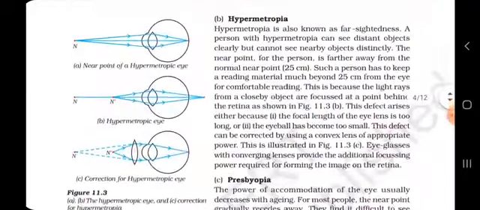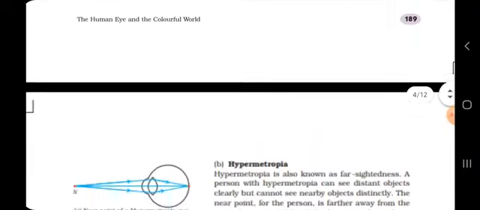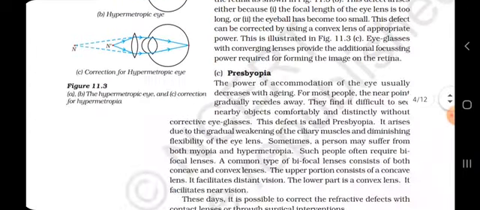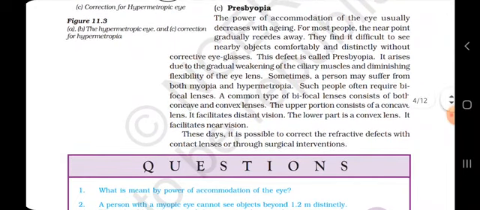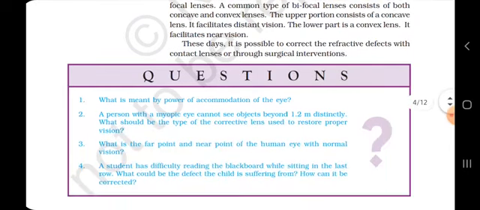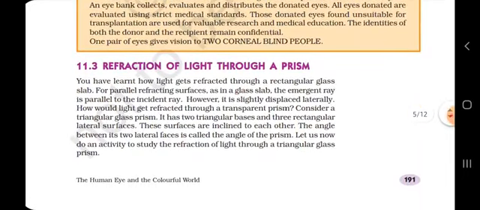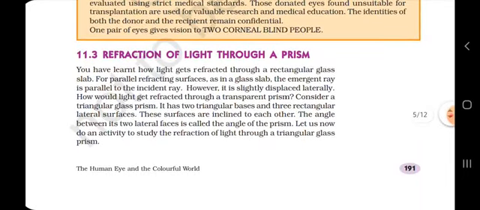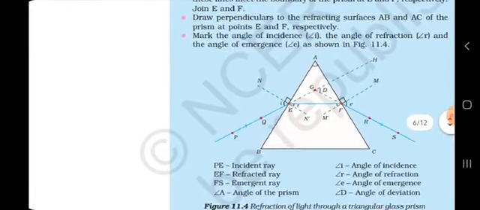We also saw three types of defects of vision: myopia, also known as nearsightedness, hypermetropia, known as farsightedness, and presbyopia, which happens due to the weakening of the ciliary muscles and uses a bifocal lens. The refraction of light through a prism is done by a triangular glass prism.